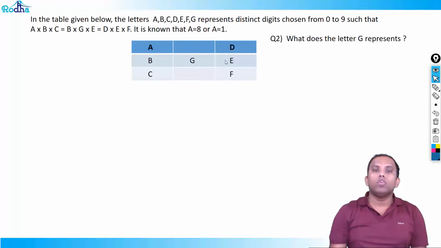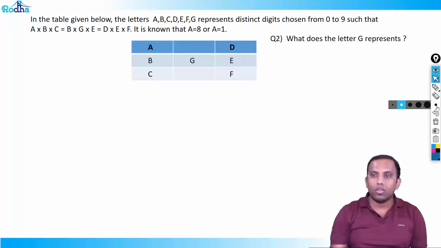So basically now we'll find the values of all the digits, like A, B, C, G, D, E, F. We'll find all the digits in all the cases, and automatically you can answer all the questions, right? So we can solve all the digits now. When we solve all the digits, we know these cases: A is equal to 8 or A is equal to 1.